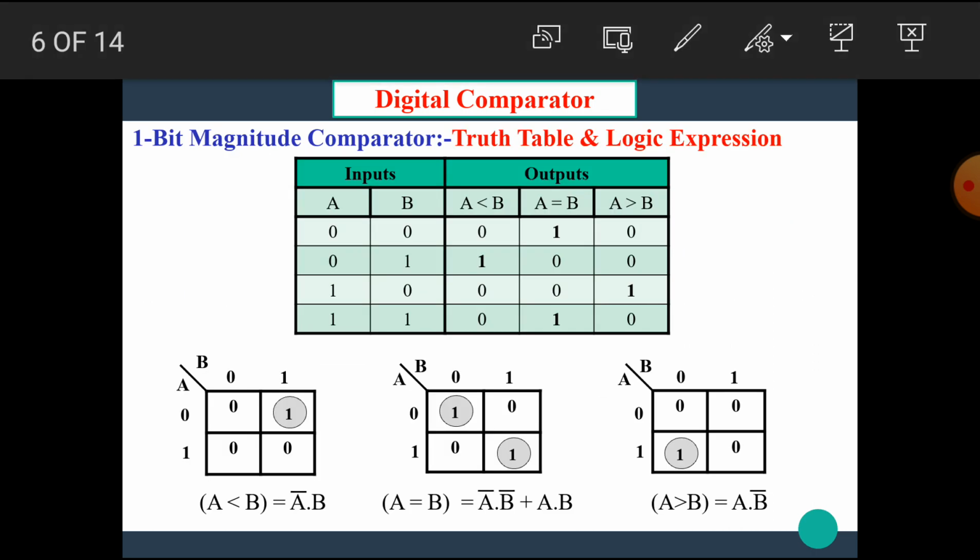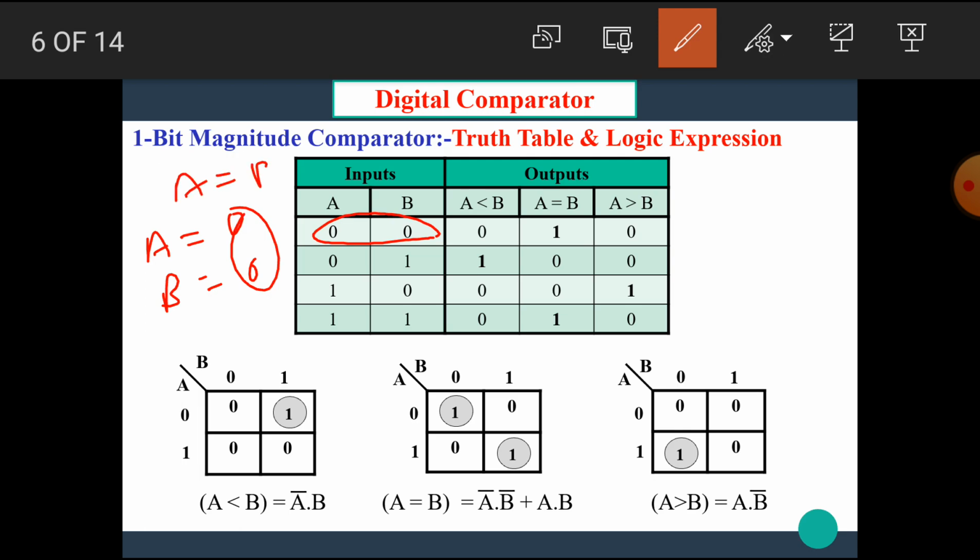Here is the truth table and the logic expression for the 1 bit magnitude comparator. There are two inputs and three outputs. The inputs are A and B, and the possible combinations are 0 0, 0 1, 1 0, and 1 1. Let's see, in the first case A equal to 0 and B equal to 0. That means both have value 0, so we get A equal to B, hence A equal to B is 1.